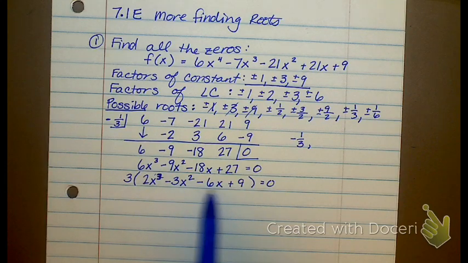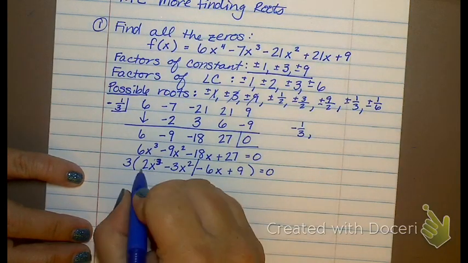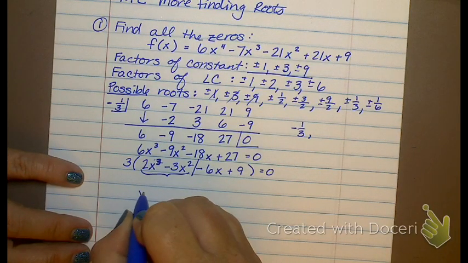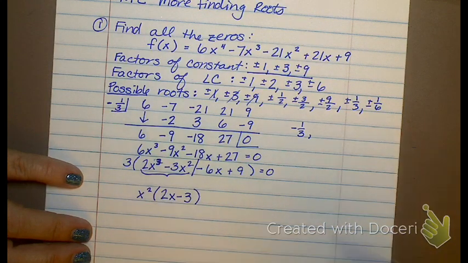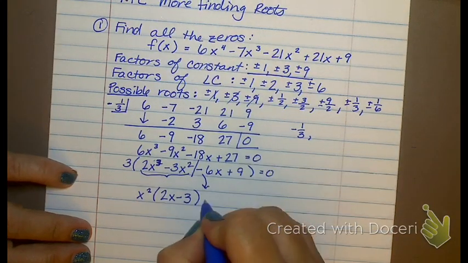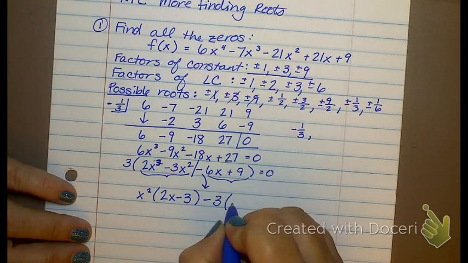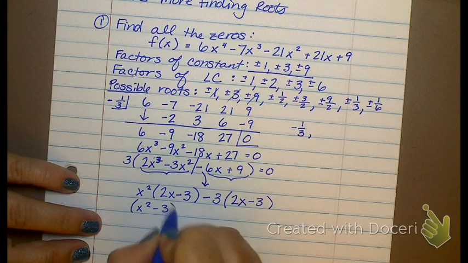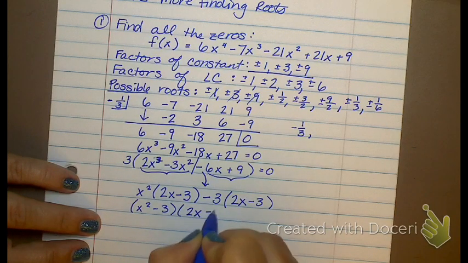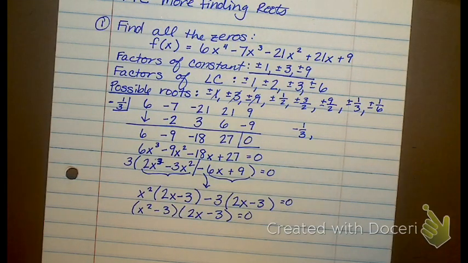Can I use grouping here? Yes. Awesome. So if I cut this in half, what do these two have in common? x squared. What's left inside? 2x minus 3. Bring down my minus sign. What do these two have in common? What's left inside? 2x minus 3. Yay! x squared minus 3 and 2x minus 3. So again, all of this is equal to 0. I'm not writing that every step, but it is.